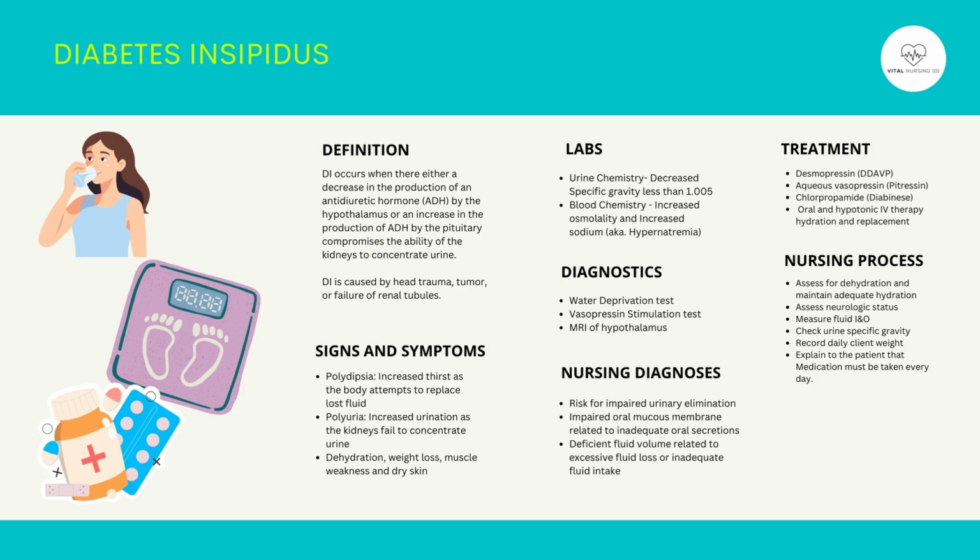Here are the most important points to teach the patient. Teach them to weigh themselves daily using the same scale at the same time of day. Notify healthcare provider if weight loss occurs. Notify healthcare provider if polydipsia and polyuria occur because this signals the need for additional medication doses. Wear a MedicAlert bracelet. Teach the patient to always have vasopressin nasal spray with them for temporary symptom relief when needed.